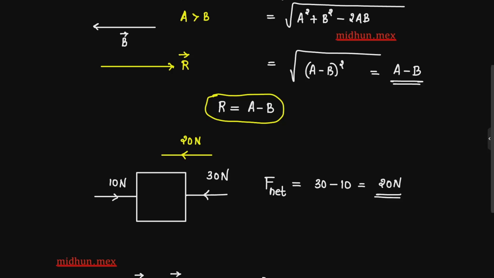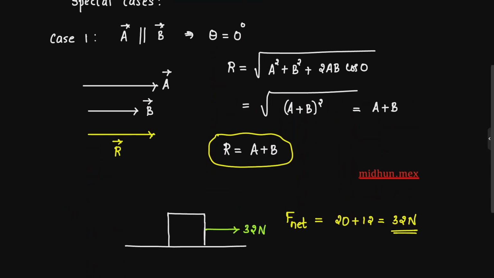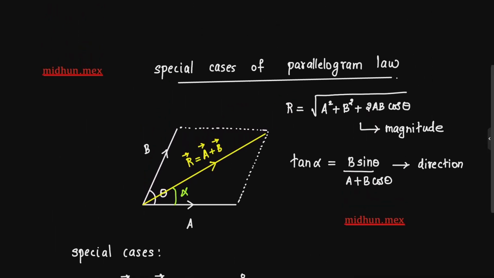Whichever vector is dominant, in that direction only resultant will act. In this figure 30 is dominant, so resultant 20 will come in that direction. Whenever two vectors are in the same direction, resultant is simply a plus b, which means both vectors you can add and resultant vector will be coming in the same direction of a and b. Other than these four cases, you may encounter a new angle. Maybe they will give you 120 degree, maybe 60 degree, maybe 30 degree between vector a and vector b. Doesn't matter. Other than these, directly you apply our general equation.